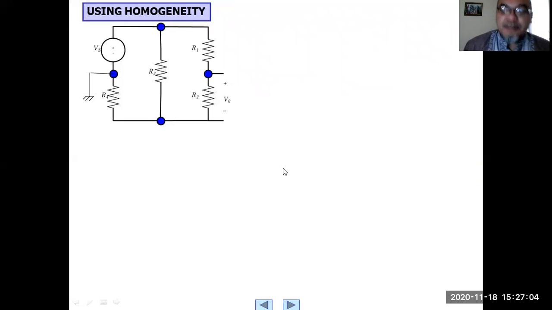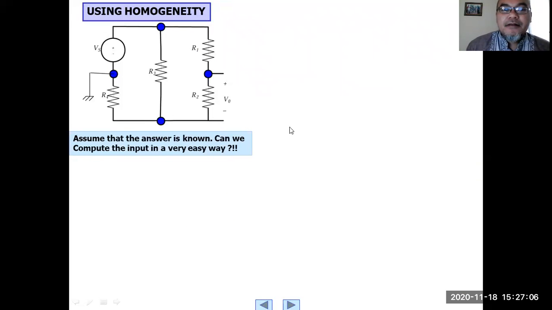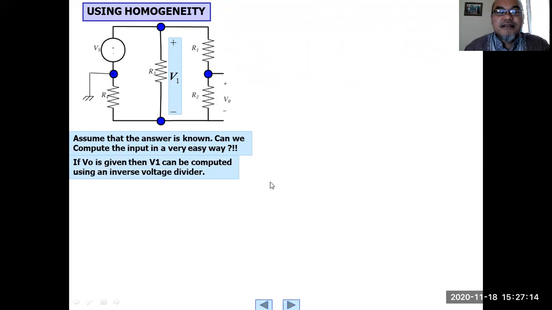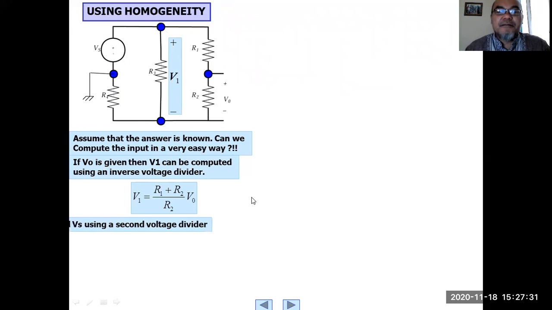Using the homogeneity principle, assume that the answer is known. Can we compute the input in a very easy way? V1 is the voltage across R3. If V output is given, then V1 can be computed using an inverse voltage divider. So V1 equals (R1 plus R2) divided by R2 times V output. This is an inverse voltage divider.